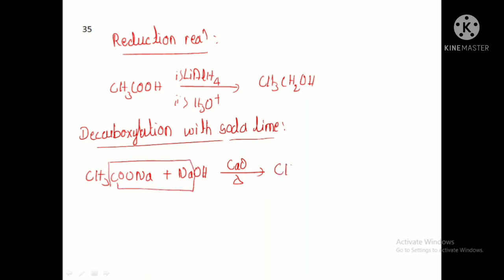It will form CH4 plus Na2CO3, sodium carbonate. CO2 will be removed from this, and this is called decarboxylation. On reaction of sodium ethanoate, or the sodium salt of a carboxylic acid, with soda lime, carbon dioxide will be removed. It will not be liberated as carbon dioxide gas. Carbon dioxide will be removed in a different form, that is in the form of sodium carbonate.